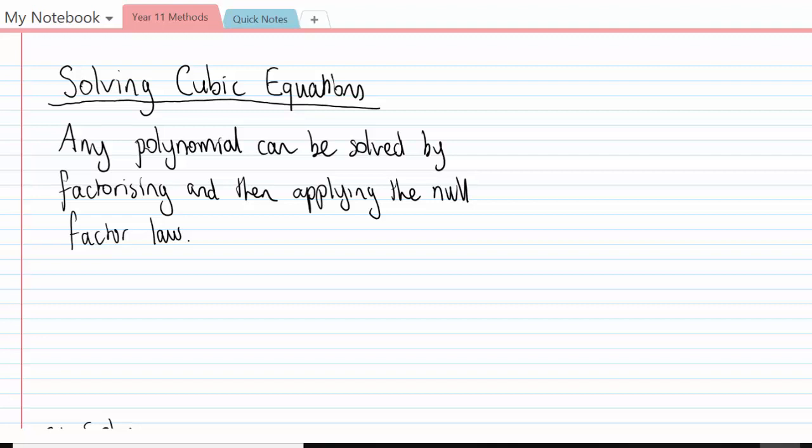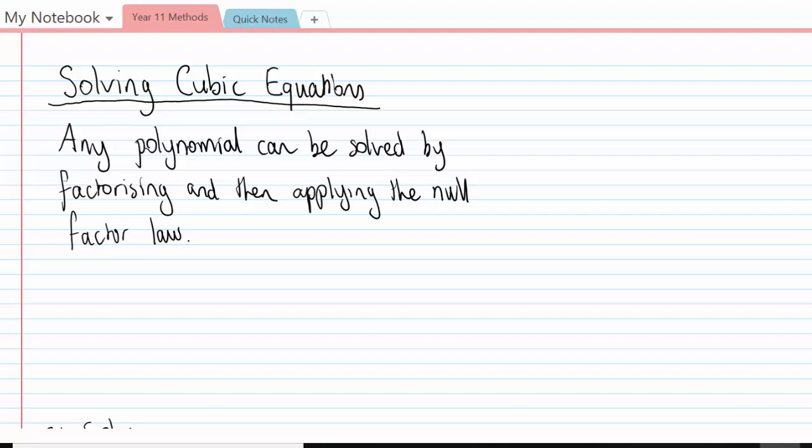Hi everyone and welcome to this video on solving cubic equations. The work that we do here today is going to be a very slight extension on your understanding that you've already developed from the quadratic equations, because we're actually just using the exact same process for solving. So basically any polynomial can be solved by factorizing and then applying the null factor law.